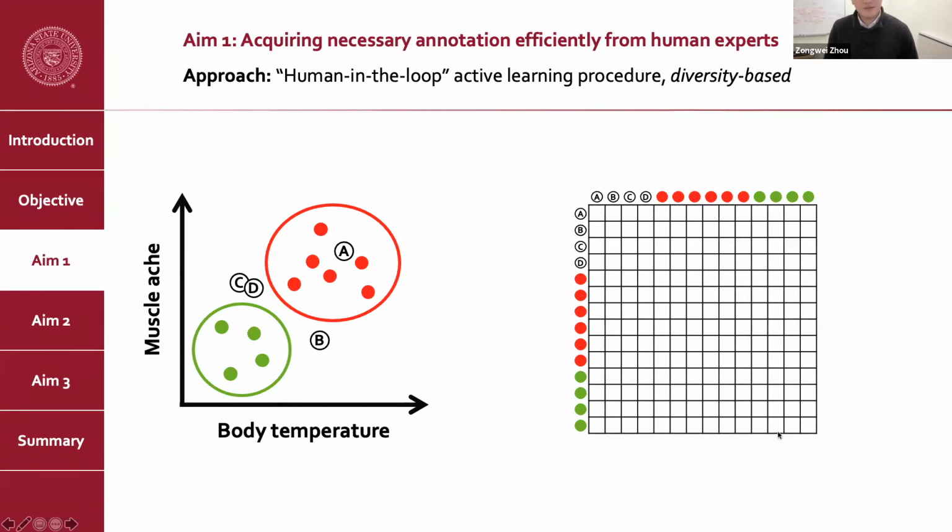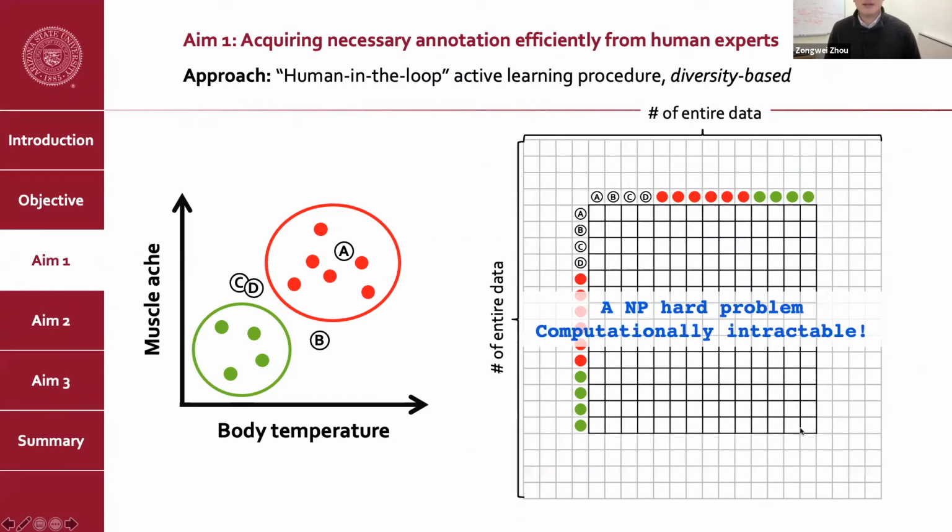It looks very easy, very straightforward, but in real-world applications, it's not the case. Because this matrix is super big, the number of rows and the number of columns are equal to the entire number of images in the dataset. It can go to a million or even more. So solving for this optimal submatrix is an NP-hard problem, and it's computationally intractable.